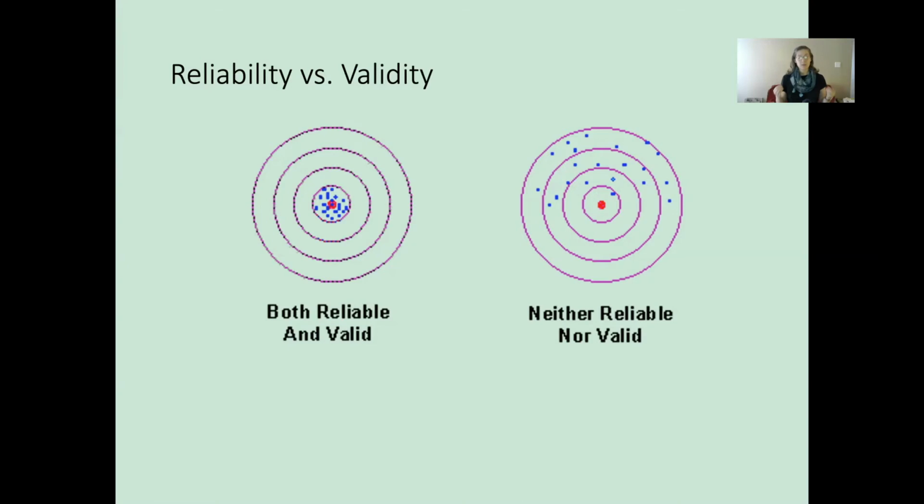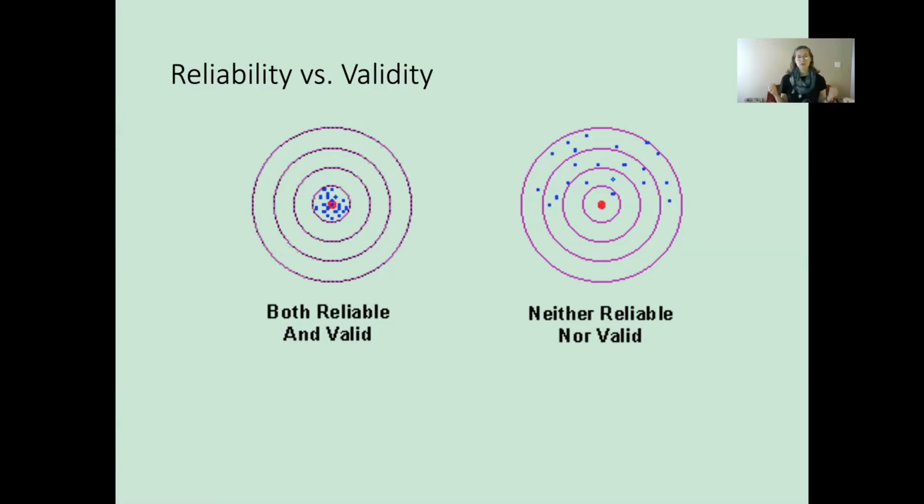So the reliable part is the fact that the blue dots are close to each other. We're coming up with a similar result every time. The fact that they are close to the red target in the center is the valid part. They are close to the accuracy we're looking for. On the other hand, the one on the right shows neither reliable nor valid.